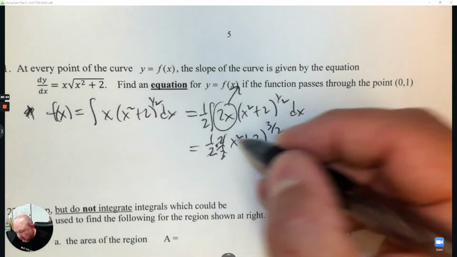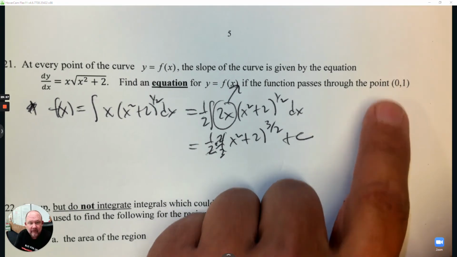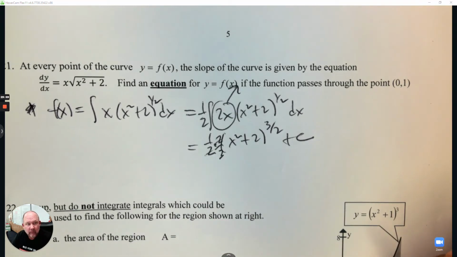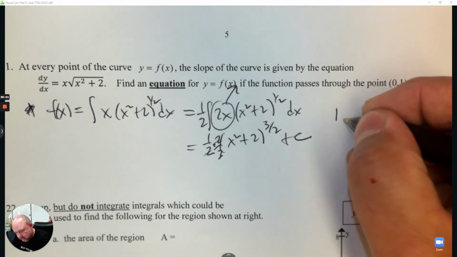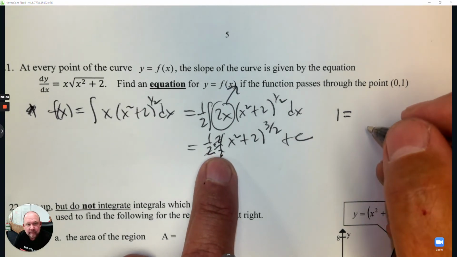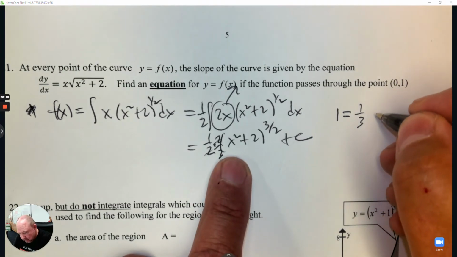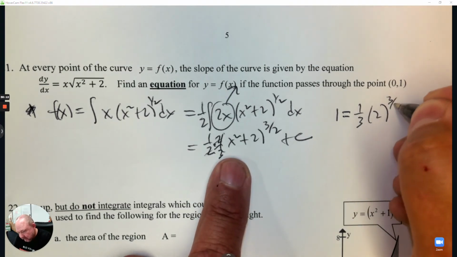Now the 2's do cross out. I have more work to do, so I want to simplify it a bit. Then it says to plug in 0 and 1. So if I plug in 0 here, I'm going to make it equal to 1. I have 1/3. 0 makes this still an ugly answer.